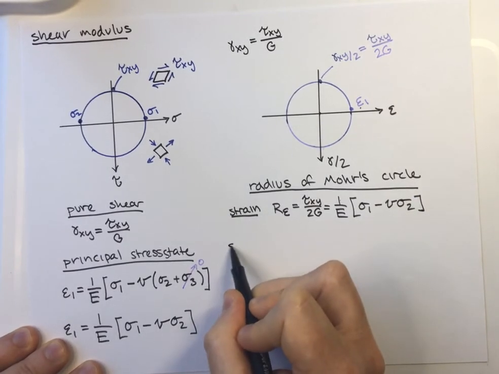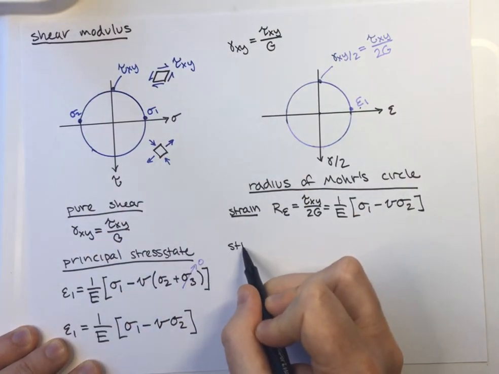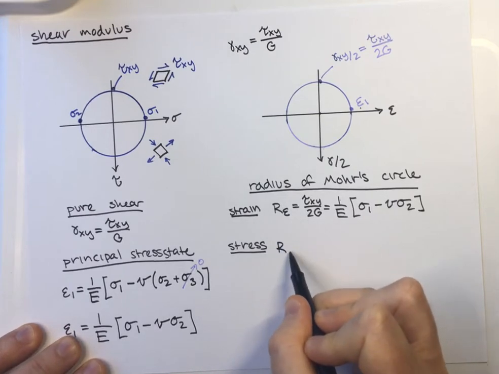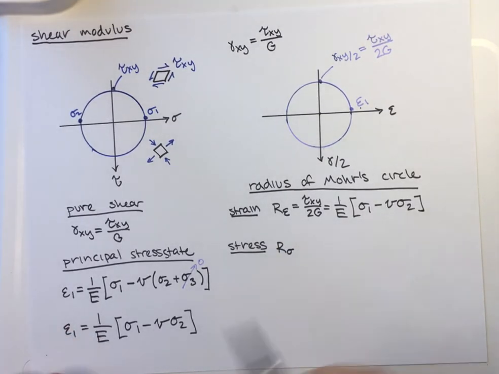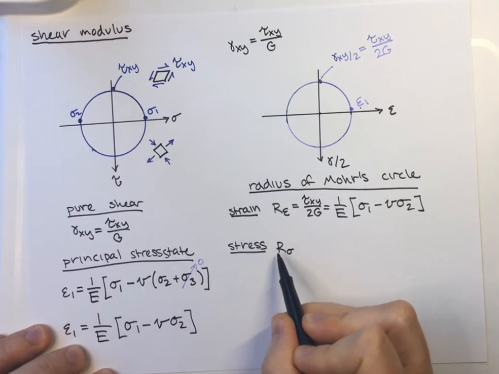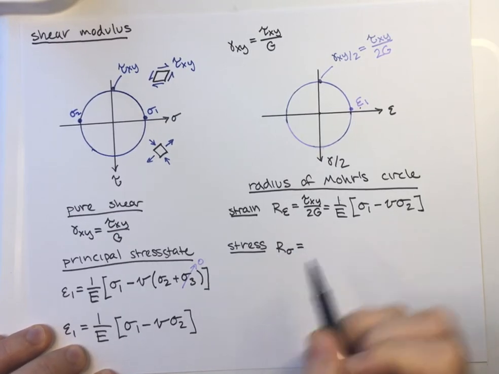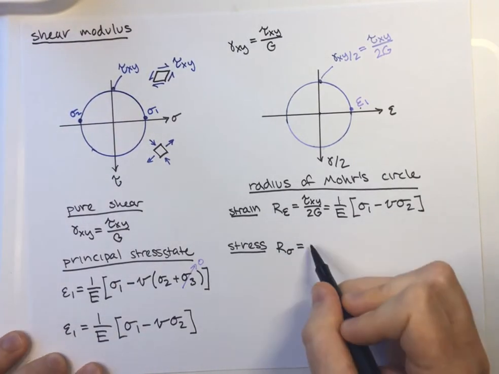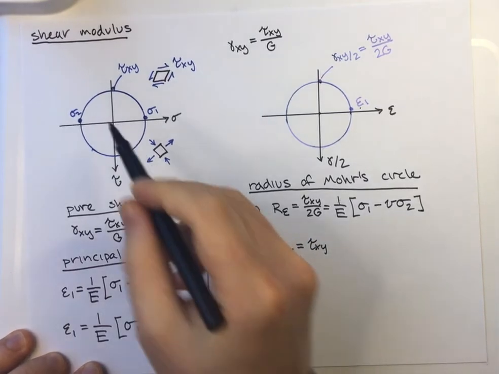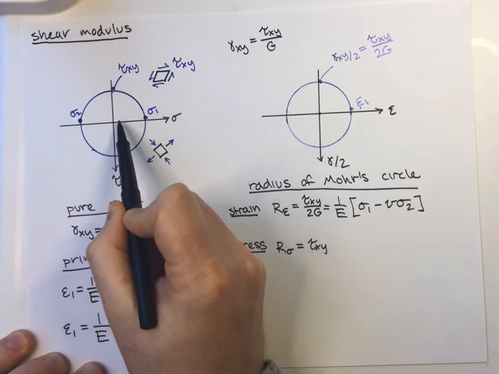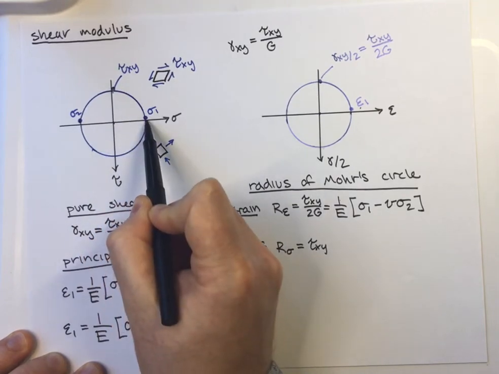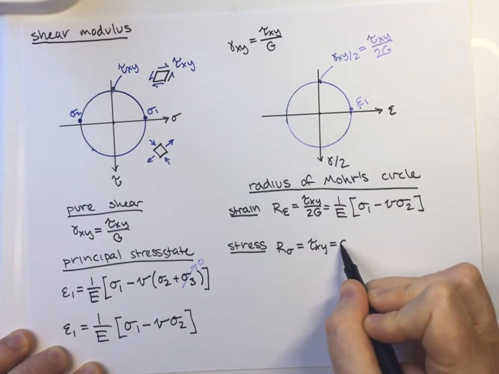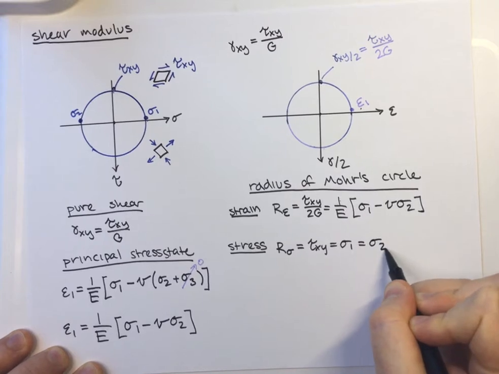Now I can think about the same thing for stress. So this would be the picture on the left. If I look at this picture on the left, I can think about the radius of the Mohr circle in the stress picture. I'm going to give that an arbitrary name, call it radius sigma, just to make sure we don't confuse those two. The radius sigma is going to be equal to tau xy, right? That's the distance from here to there. But it's also going to be equal to the distance from 0 to sigma 1 and the distance from 0 to sigma 2. So it's also going to be equal to sigma 1, and it's also going to be equal to sigma 2.